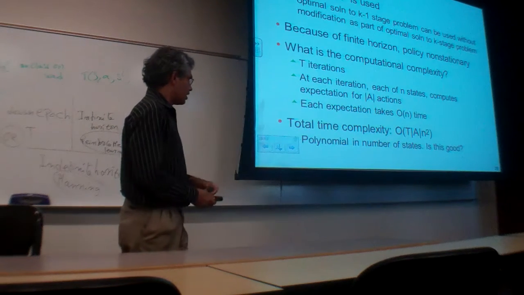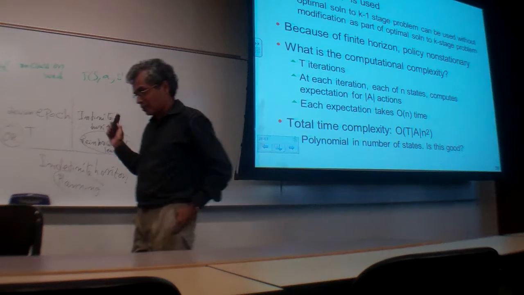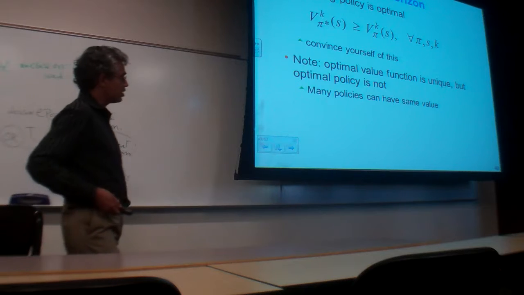Anyway, so that's the complexity, and it's polynomial in the number of states and exponential in the number of state variables. So that's your finite horizon case.